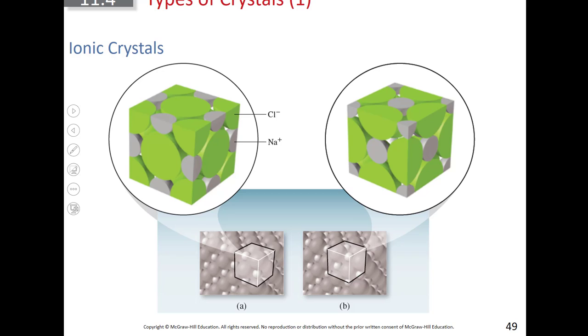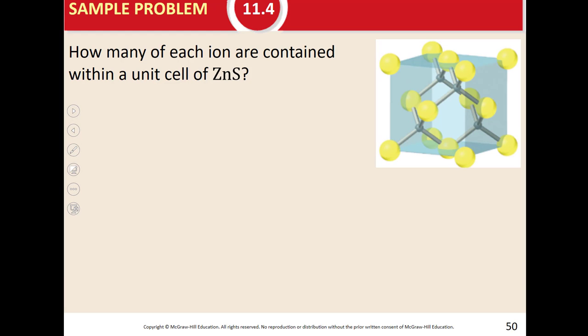So there's the sodium chloride that we saw in the video, and as you can see, it's that large lattice structure repeating unit. So let's try this out. This example problem is on page 504, and they have provided the image here. That image is on page 503. And this is zinc sulfide. And so the question is, how many of each ion is contained within a unit cell of zinc sulfide?